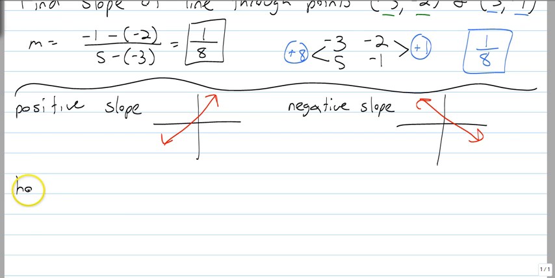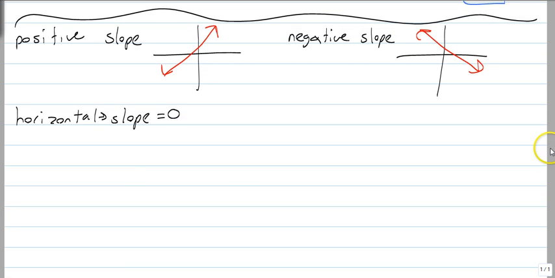A horizontal slope is when you get a slope equals 0. Actually, I should say horizontal is when the slope is equal to 0. And what that means is that there is no rise as it's running the whole time. So when the slope is 0, or you have a 0 in the y direction, it's not going up. It's staying the same. So this would be a horizontal slope, or a slope of 0.